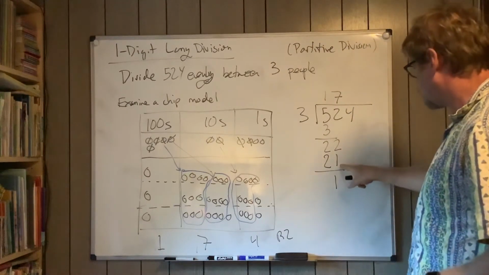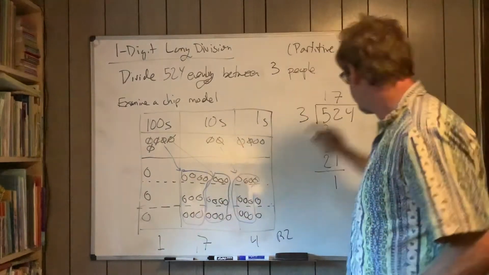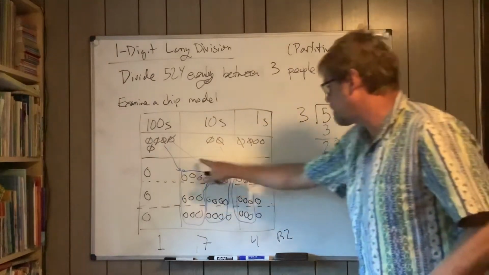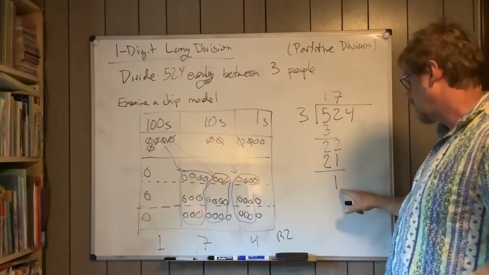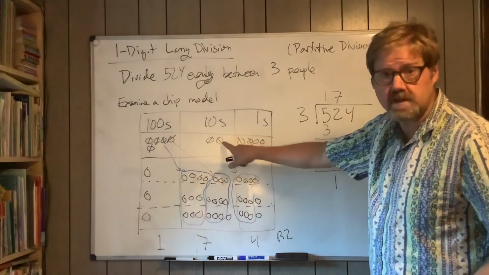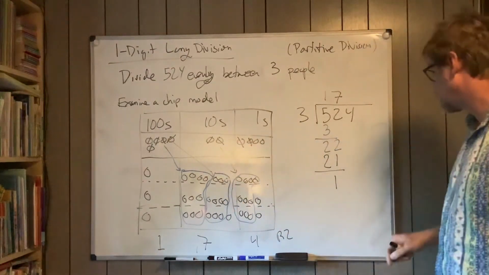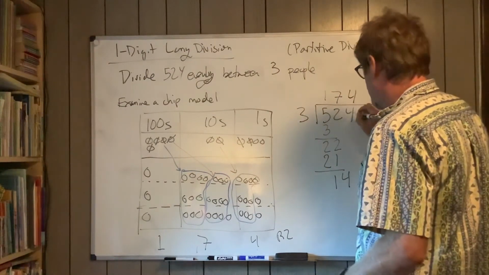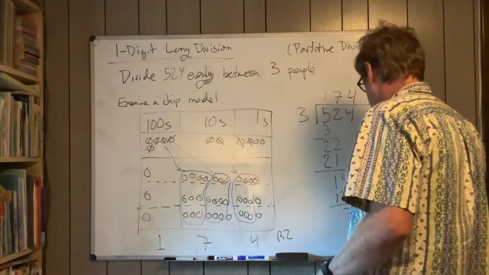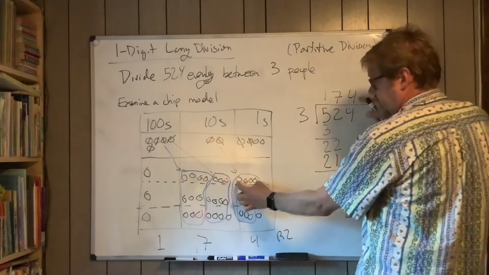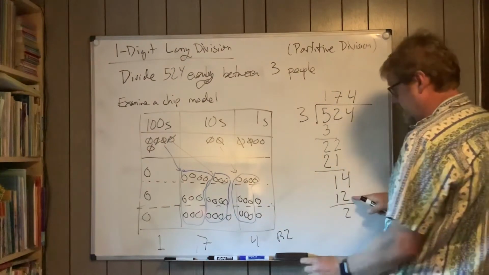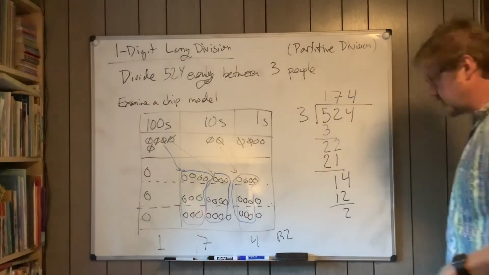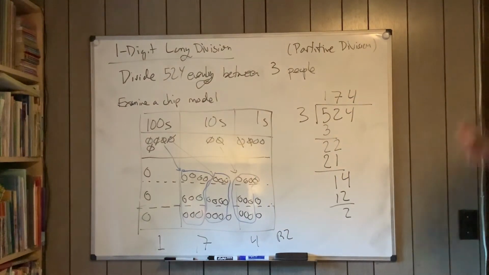So that 7 is the number in any one of these 3 rows. The 21 is the total in the rows. And the 1 is there was 1 left over. So bring down 4, and 2. Okay, that 4 is the 4 in each of these 3 rows. That 12 is the total in the 3 rows. That 2 are the 2 left over. Okay, good.